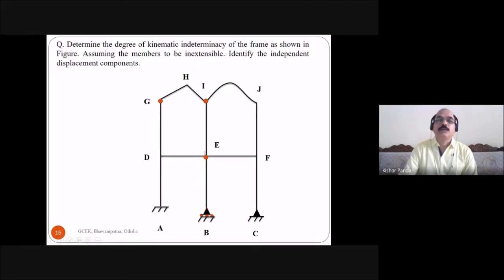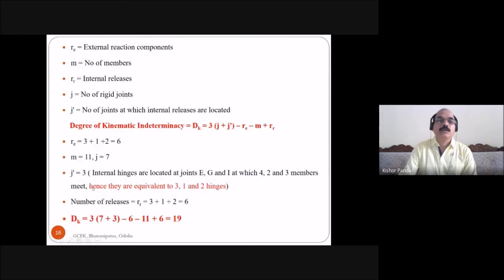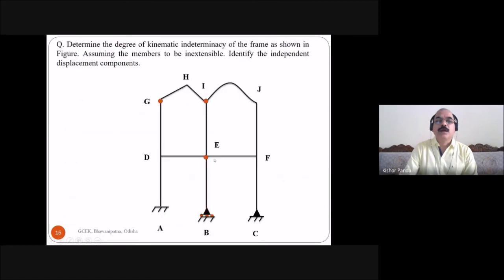You have to consider zs is equal to 3: this is 1, this is 1, this is 1. zs is equal to 3, but re is equal to 6. You have to count how many members meet. Then the total number of members minus 1 is equal to the internal release. Here 4 members means 3, here 3 members meet means 2, 2 members means 1.